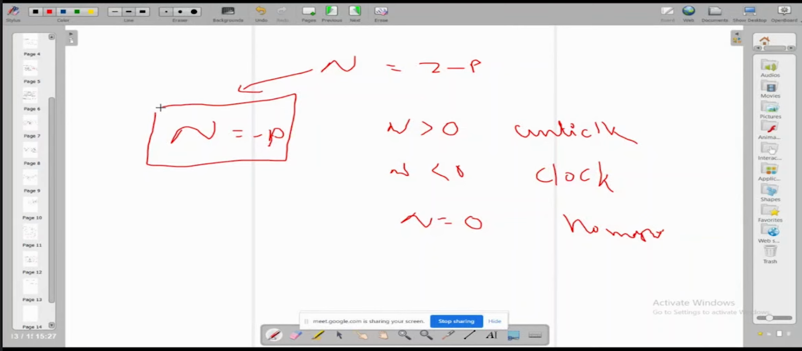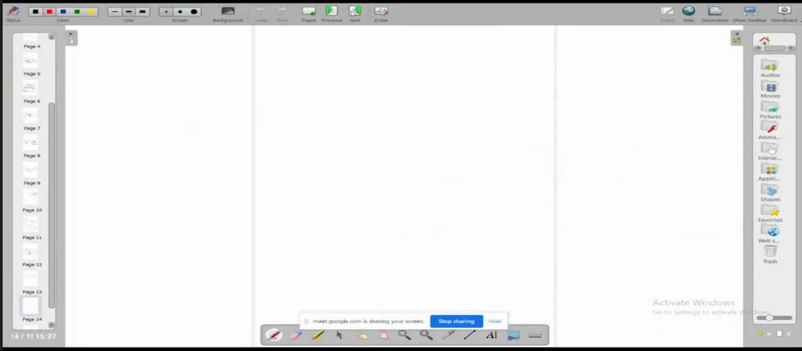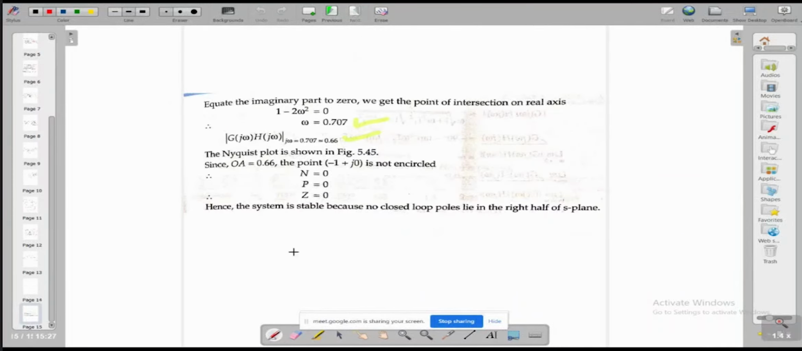Okay. So how will you find out that one? Suppose we take an example. Here you can say OA means 0.66. It lies inside the unit circle. Right. The point -1 j0 is not encircled. So N is equal to 0. Pole is also 0. Right. So your Z is also equal to 0. Hence the system is said to be stable.